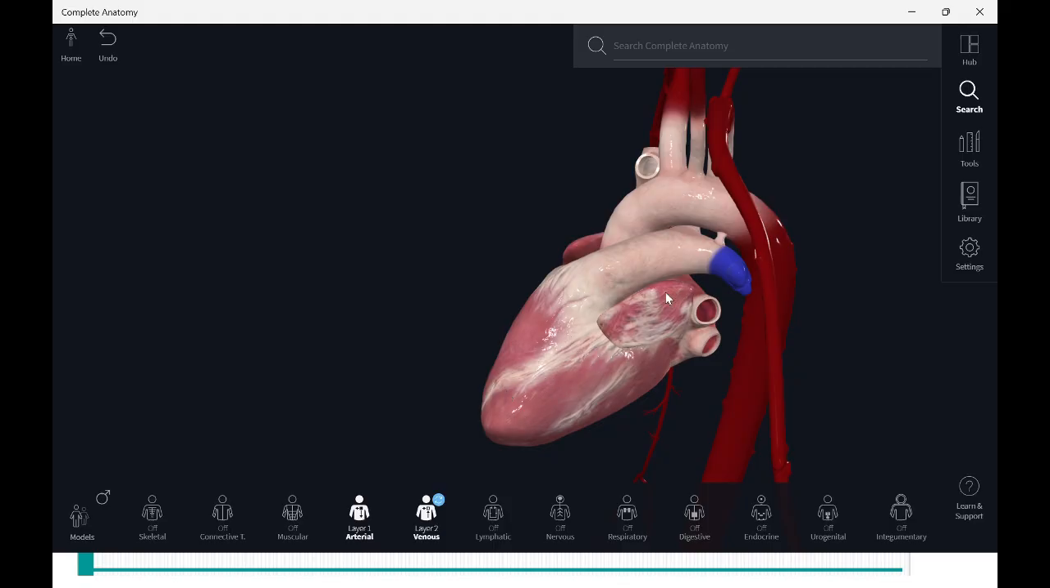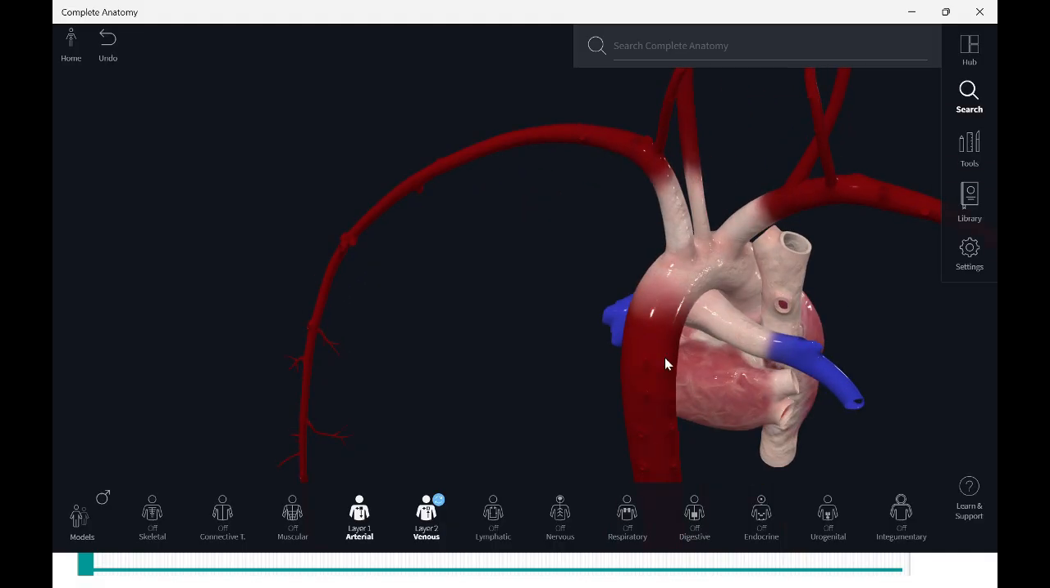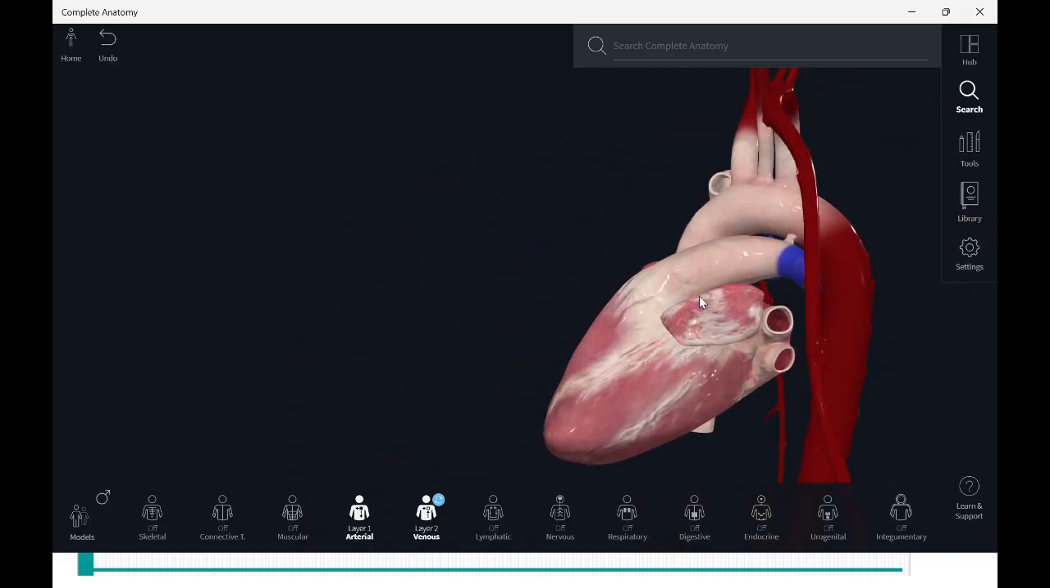Okay, now for the left border, it's going to be formed mainly by the left ventricle, as we can see, and a small part of it is going to be formed by the left auricle and not the left atrium, because as I said, left atrium is even behind the right atrium.